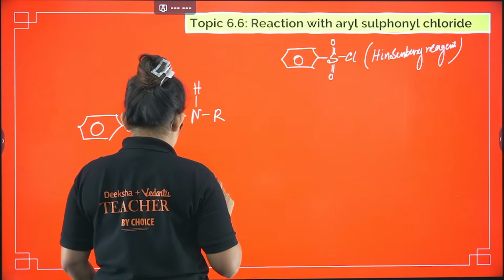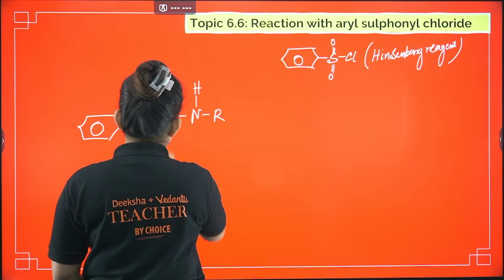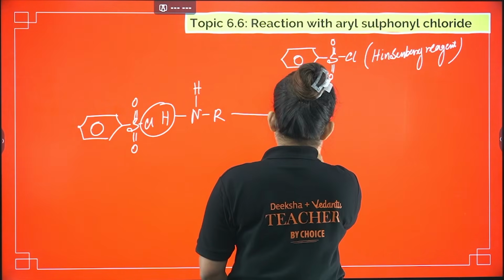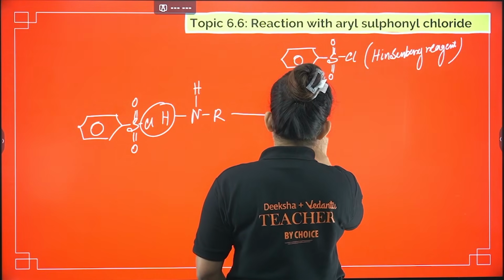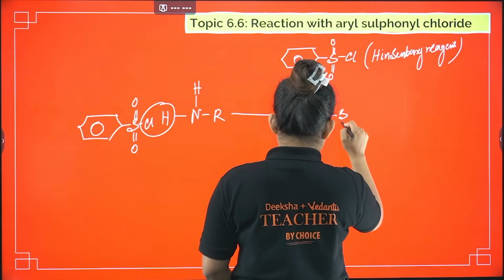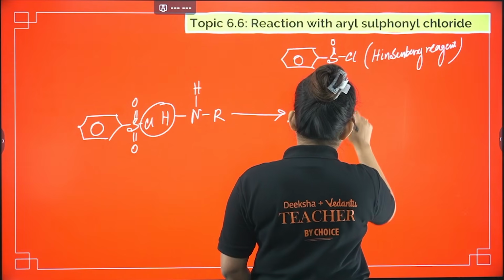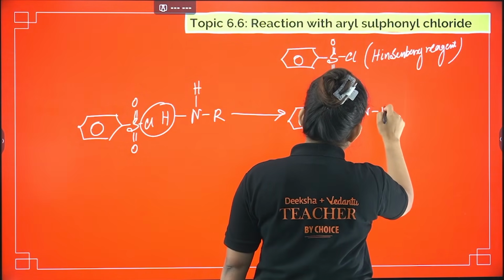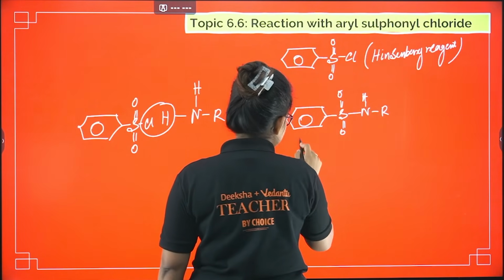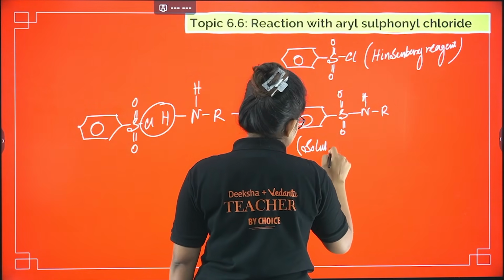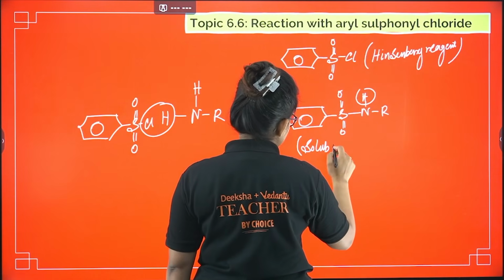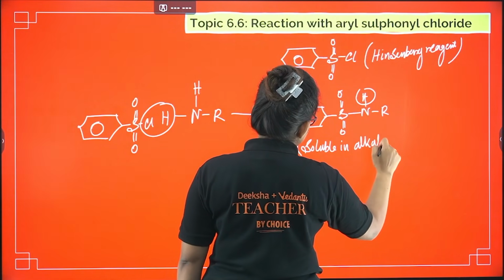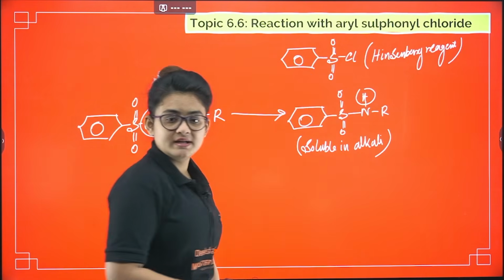Here, what basically happens is this Cl and this hydrogen get eliminated and you will end up with this. The compound formed here is soluble in alkali. Why is it soluble in alkali? This particular hydrogen is an acidic hydrogen, it's still there, so it can further react with alkali. That's why it forms a salt, and that is soluble in alkali.